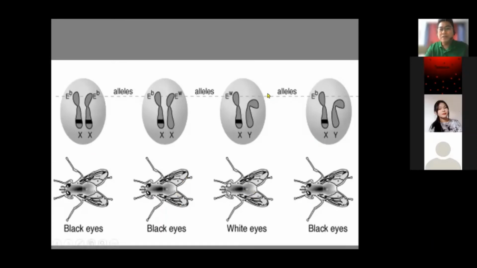Okay. So we have this one. Ayan. So we have, pareho silang may B, and then this one has B, and then alleles will have this one, white. White yung dominant natin. And this one will have black kasi ito yung dominant. Okay.